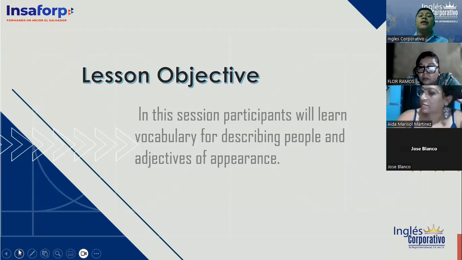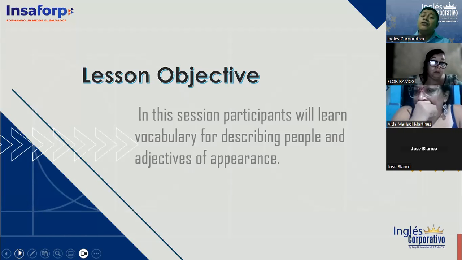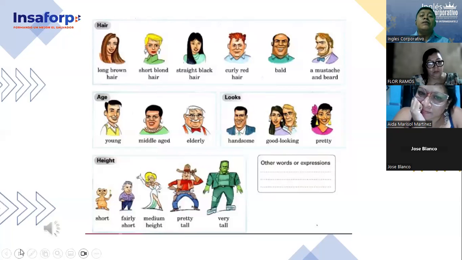In this session, participants will learn vocabulary for describing people with adjectives of appearance. So we describe people and learn some adjectives to describe people's appearance. That is our goal for tonight. Look at this: we have hair, age, and height. We are going to learn adjectives to describe these three things. The first one is hair. One of the things that we look at in another person is his or her hair. So hair adjectives are the following: long brown hair, short blonde hair, straight black hair, curly red hair, bald, a mustache, and a beard.